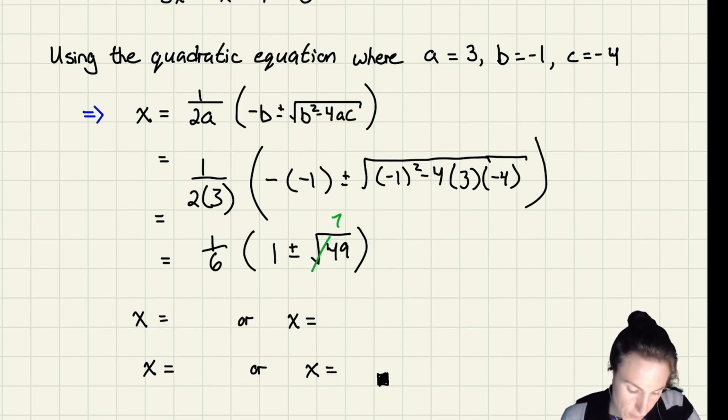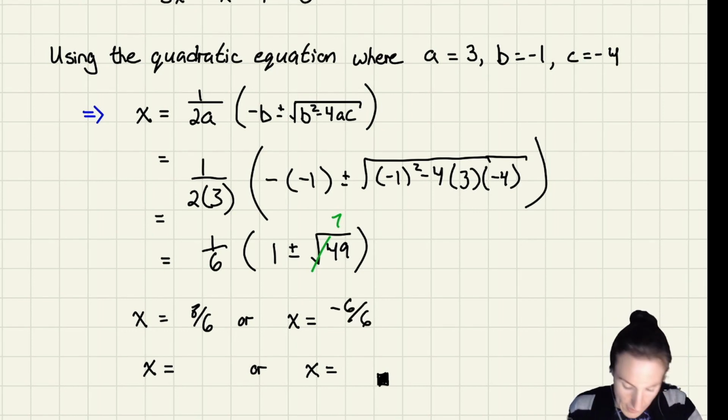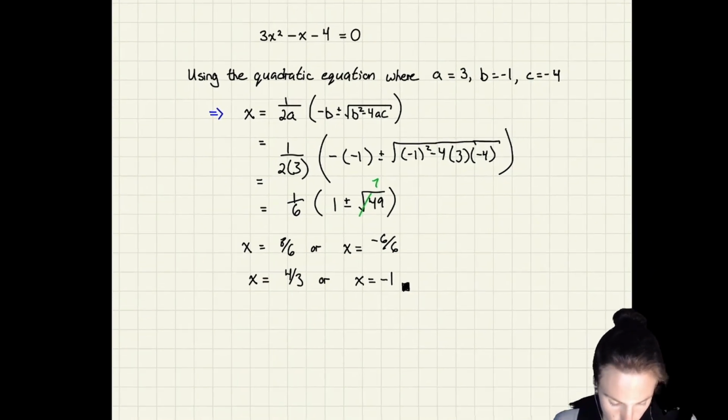So my first solution is going to be 1 plus 7, which is 8 over 6. And then 1 minus 7, which is negative 6 over negative 6. So I'm going to get negative 1 and 4 over 3.